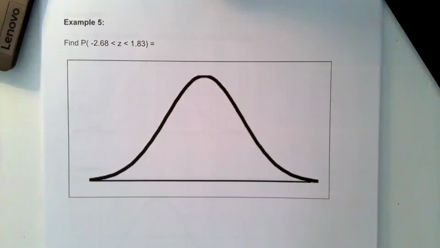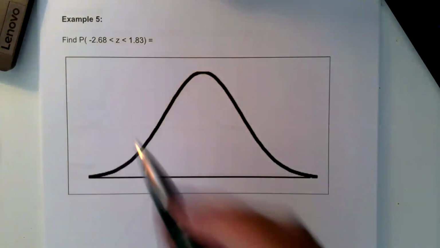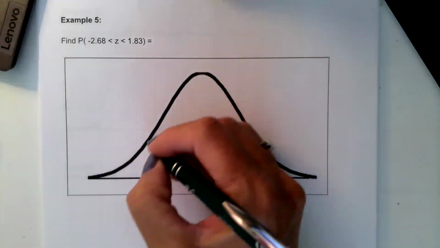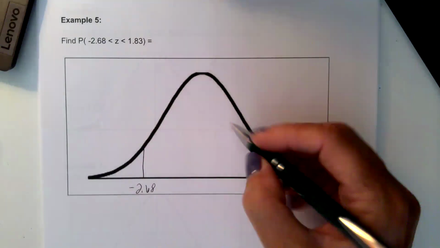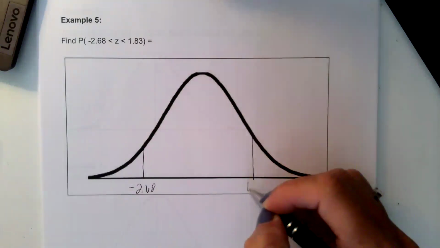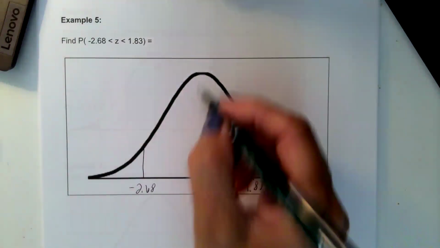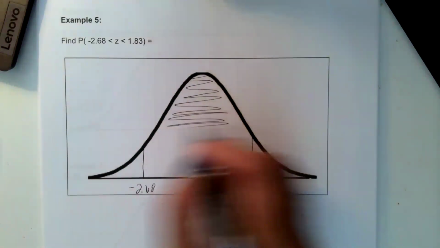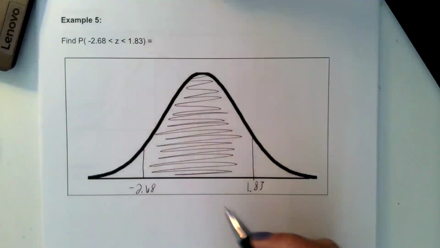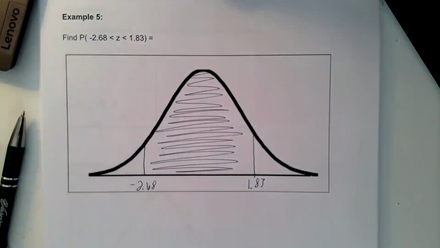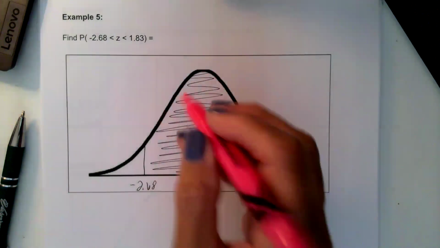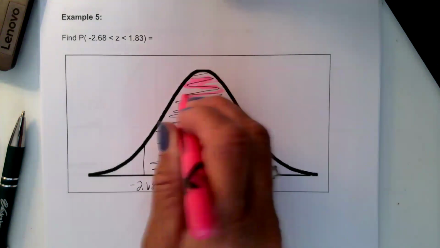Okay. Example 5 says, we want to find the probability of an observation being between a negative 2.68 standard deviations and a positive 1.83 standard deviations away. So we want to find this area or probability right here. Okay. So again, we have to remember how ALEKS works. ALEKS is only going to give us, I should say, we want this. So let's highlight what we want.